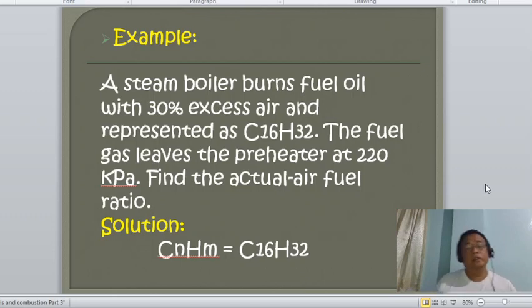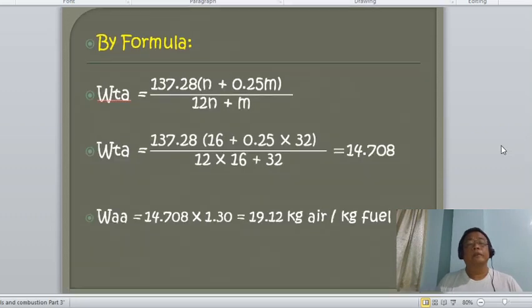Okay, so solution. The fuel is CnHm, the hydrocarbon fuel, which is C16H32. So let us now determine the theoretical air required. This is the derived equation from our previous discussion in part 3.